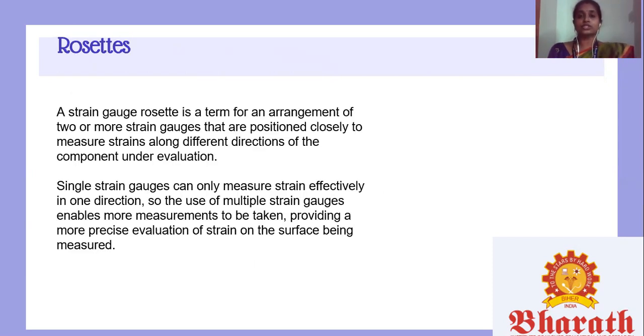Now coming to the last topic, that is rosettes. When many strain gauges are connected to each other like the petals of a rose, it is called a rosette. A strain gauge rosette is a term for an arrangement of two or more strain gauges that are positioned closely to measure strains along different directions of the component under evaluation. Single strain gauges can only measure strain effectively in one direction. So the use of multiple strain gauges enables more measurements to be taken, providing more precise evaluation of the strain on the surface being measured.